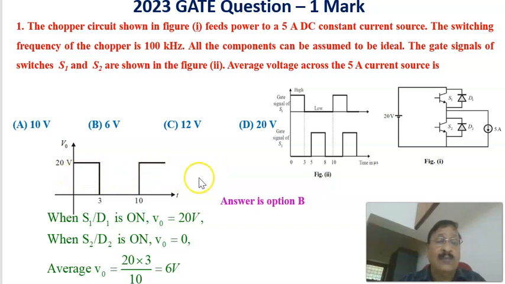In order to find the average voltage, you take this area, and that is distributed over the time period, T, which is 10. Therefore, 20 into 3 is the total area of this one, divided by this time, 10. 20 into 3 divided by 10 is equal to 6 volts. Therefore, the average value of the voltage across the constant current source is 6 volts. Therefore, the answer is option B.